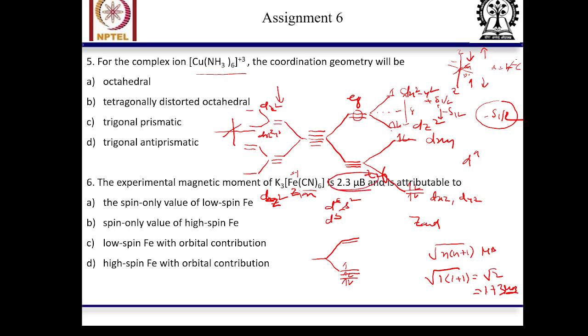it is 2.3. So now the question is, if the observed experimental value is greater than the spin only value, why? Because whatever experimental magnetic moment we are measuring is the combination of spin magnetic moment and orbital magnetic moment. If spin only magnetic moment matches the experimental one, it means there is no orbital contribution, but if it is not matching, then definitely there is an orbital contribution. That is nothing but like sqrt(L(L+1)) plus 2S, which we will discuss later. Okay, so option C is correct here.